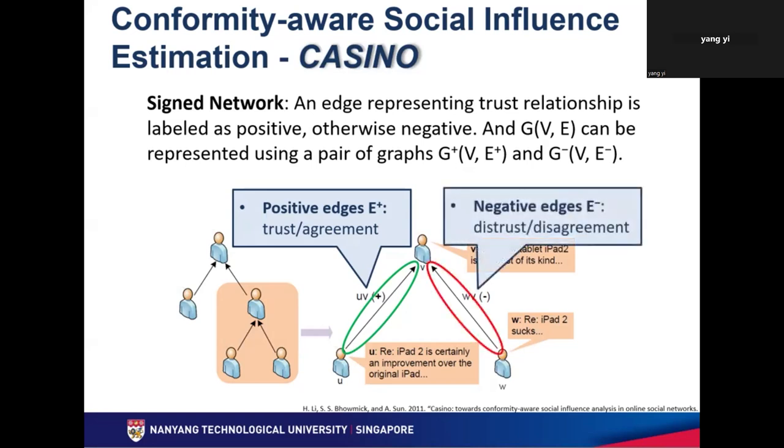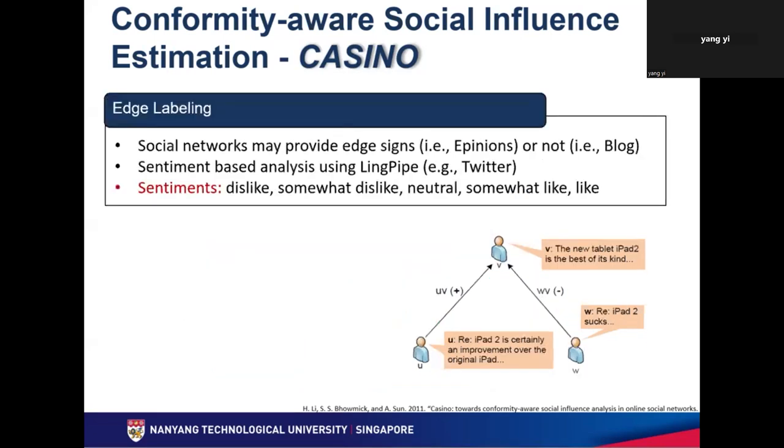And otherwise, it is a sign of distrust or disagreement with V. So to evaluate, to mark the edge is not an open question. We can use some sentiment analysis tools to label the edge. Also, in most of the social networks, they already provide the sign of the edge.